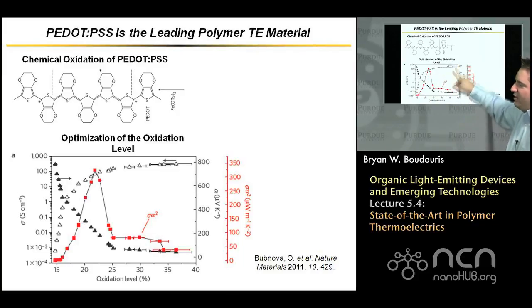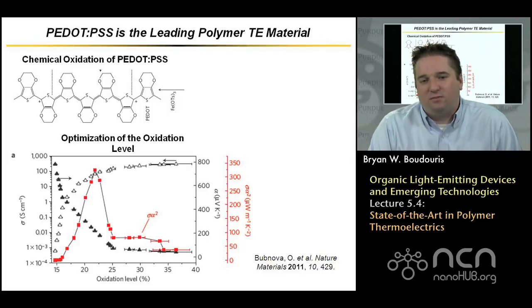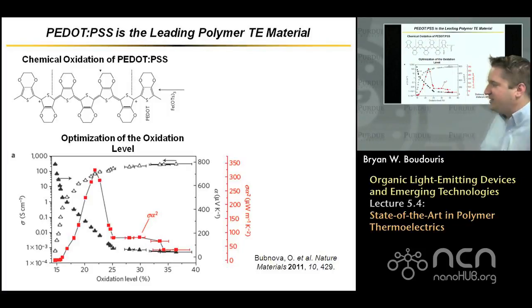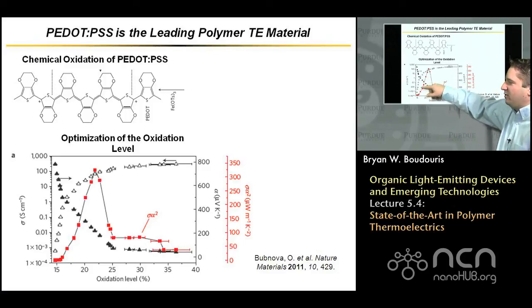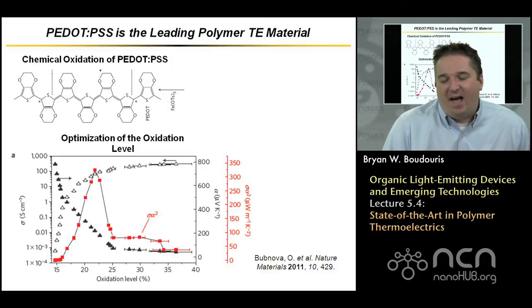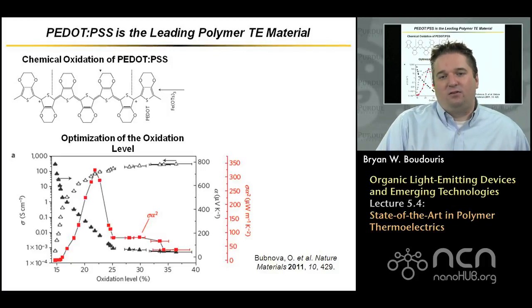Okay. And because of these two competing effects, just like we see a lot of times in the inorganic systems, okay, we see a maximum in S squared sigma. Okay, and here it occurs at an oxidation level of around 22.5%. Okay, so now the question becomes, how does this impact ZT?